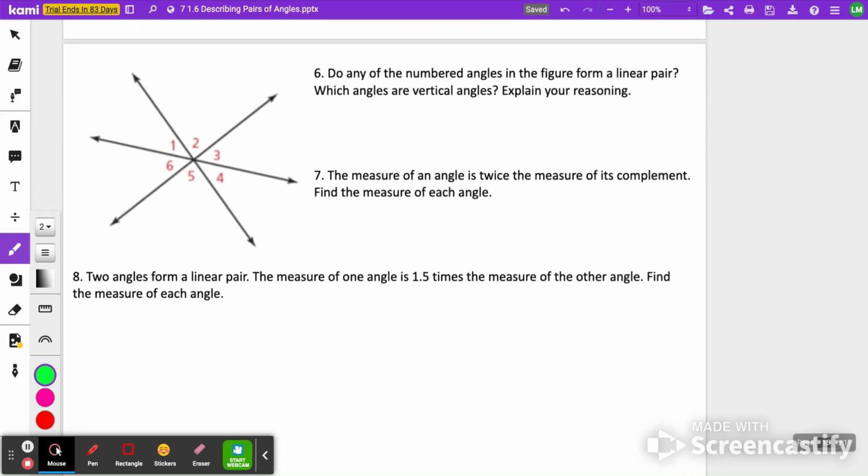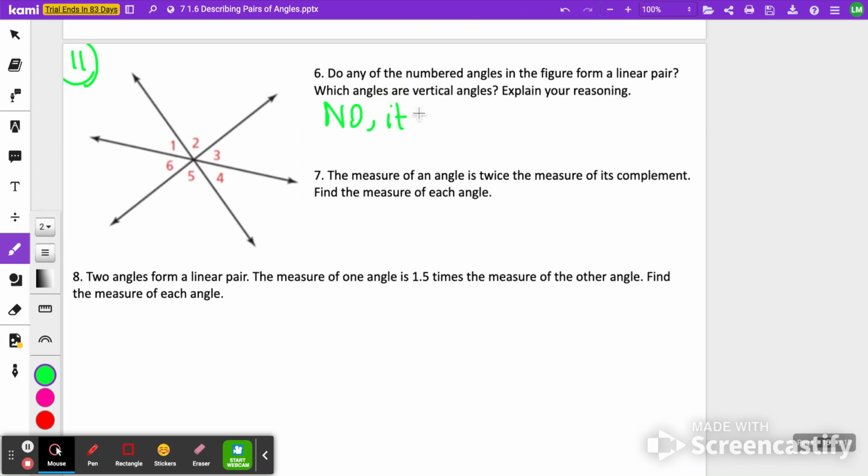Numbers 6, 7, and 8: 6 and 7 are dealing with this image, and then 8 will be done on its own. Why don't you take time now to pause the video, try 6, 7, and 8, and when you're done, click play to check your work. Number 6, do any of the numbered angles in the figure form a linear pair? A linear pair can only be 2 angles, so this one should be no.